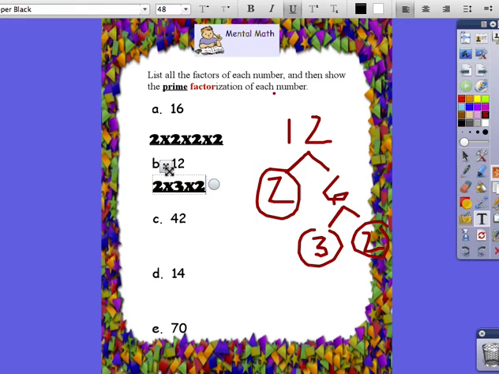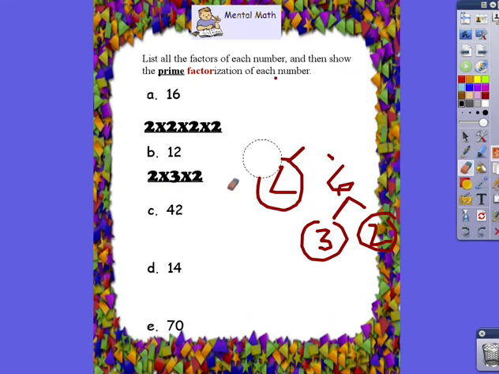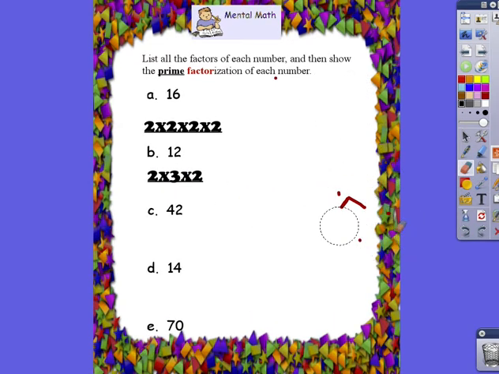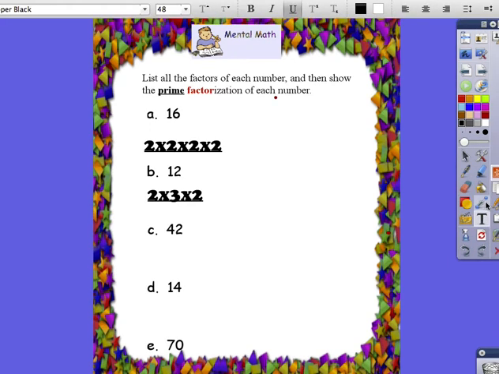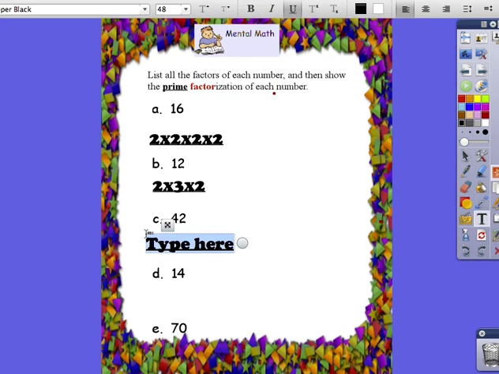All right, looking at our next one, I would like you to go ahead and try to do the rest of them on your own. If we take a look at the number 42, it would be 3 times 2 times 7. 6 times 7 is 42. I've got to break up 6 to 3 and 2. Looking at 14, breaking it up, be 2 and 7. Whoop, that's 17.